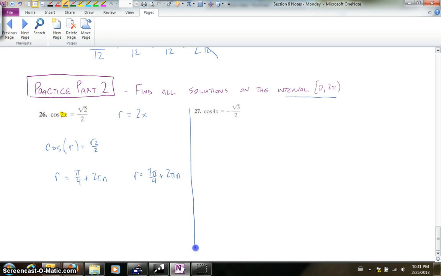We're going to substitute back out the r and put 2x back in its place. So 2x equals pi over 4 plus 2 pi n, and 2x equals 7 pi over 4 plus 2 pi n. We're going to divide both sides by 2, or even better, multiply by 1/2. And that leaves us with x equals pi eighths plus pi n. And over here we have x equals 7 pi eighths plus pi n.